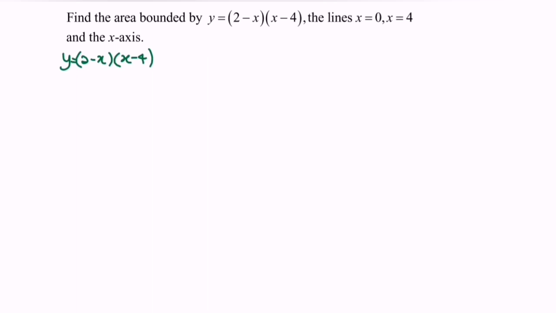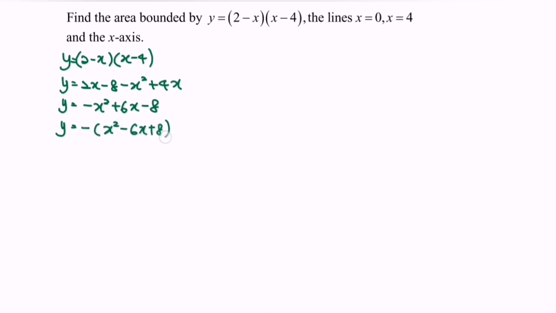So kindly expand the situation. y will be equal to 2x minus 8 minus x squared plus 4x. Rearrange the situation: negative x squared plus 6x minus 8. Then express the situation in standard form, meaning that we have to complete the square. So y will be equal to negative bracket x squared minus 6x plus 8.